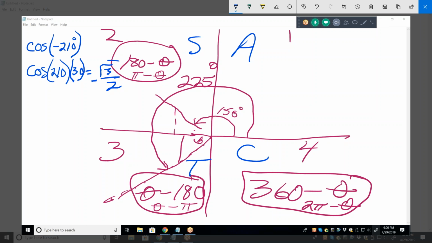Now, that's our answer, and you might ask yourself, well, isn't this actually in the second quadrant? Which it is. But notice it gives you the same reference angle, 30 degrees, and it gives you the same answer, negative root 3 over 2, because cosine is negative in that second quadrant. So we got it correct in the shortest amount of steps.